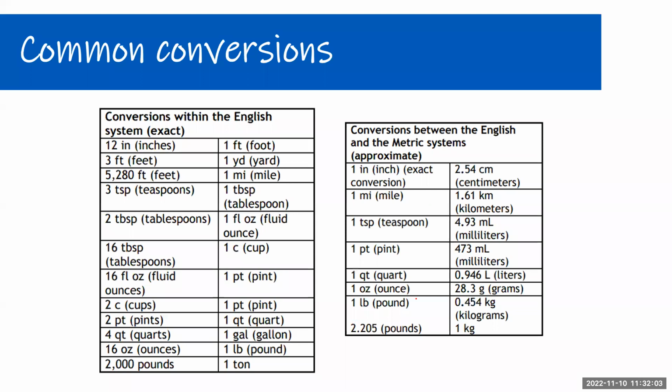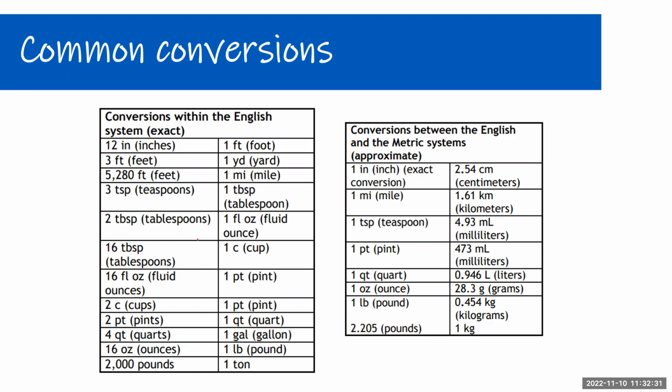There are some common conversions here. Most of these, any of the conversions that you need should be given on a test. I'm not going to make you memorize that 1 kilogram is 2.205 pounds, okay? But you can understand the English system, the exact and the approximates. 2 pints is a quart. If you've done a lot of cooking, you may know these. 4 quarts is a gallon, 16 ounces is a pound, 16 tablespoons is a cup, things like that.